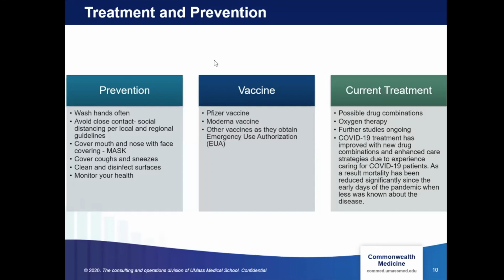Now, some vaccines are available. The Pfizer and the Moderna are available, but we're in the process of obtaining what's called Emergency Use Authorization, or EUA. You may see that in the literature, and that's for the CDC to give authorization to get additional vaccines out into the market.